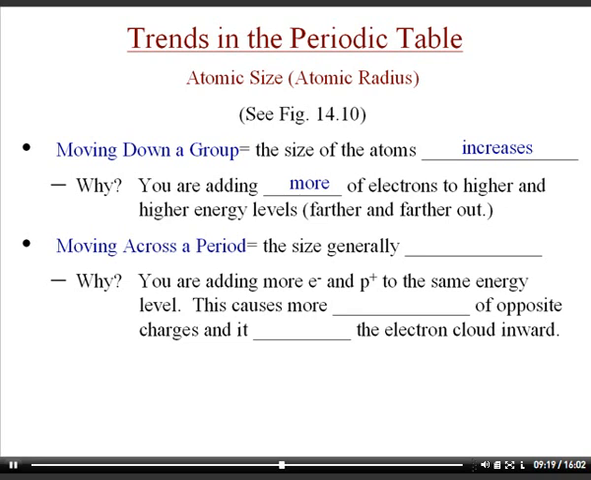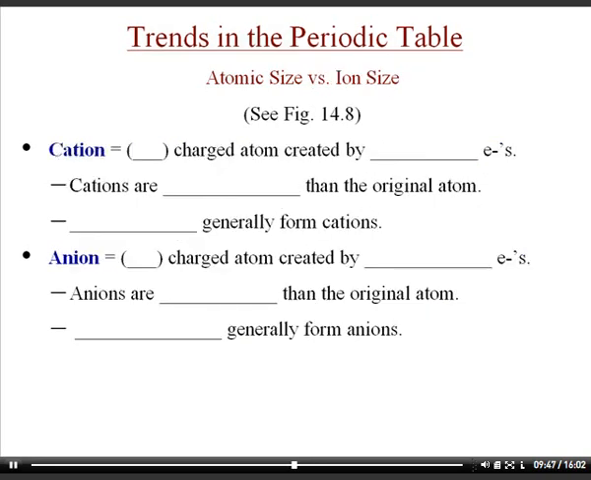And if you move across the periodic table, the size is generally going to decrease, and that's because you're adding more protons and electrons. You're adding more protons to the nucleus, and you're adding more electrons to the same distance from the nucleus. And so there's going to be a large positive charge increasing as you run across, and you're also increasing the negative charge. But this negative charge is at the same distance from the nucleus. So this is going to cause more attraction of the opposite charges, and it's going to pull the electron cloud inward. So as you go across the periodic table to the right, the elements actually get smaller.